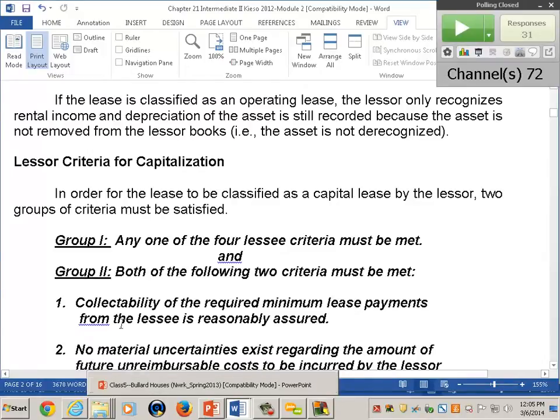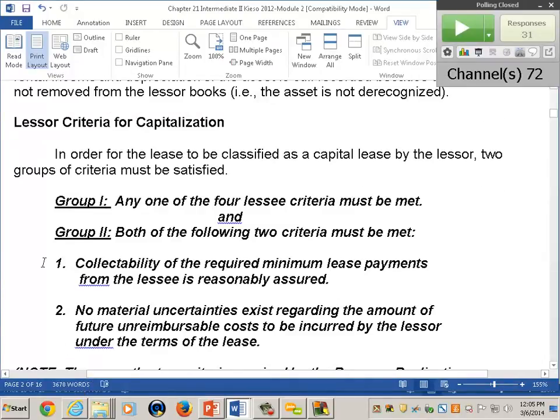So if you go to page 2, we'll talk about the criteria. And the criteria are pretty simple because we break this up into 2 groups. And as I said, what we try to do is take the concept, and we try this with the lessee, the concept of economic substance over legal form. Then we look at whether or not that economic substance exists. It exists if the risks and rewards of ownership are substantially transferred to the lessee.